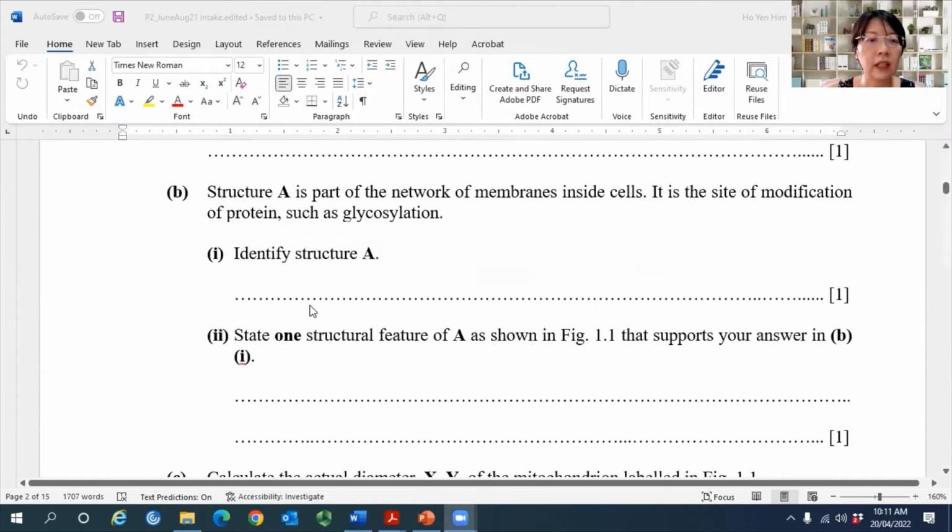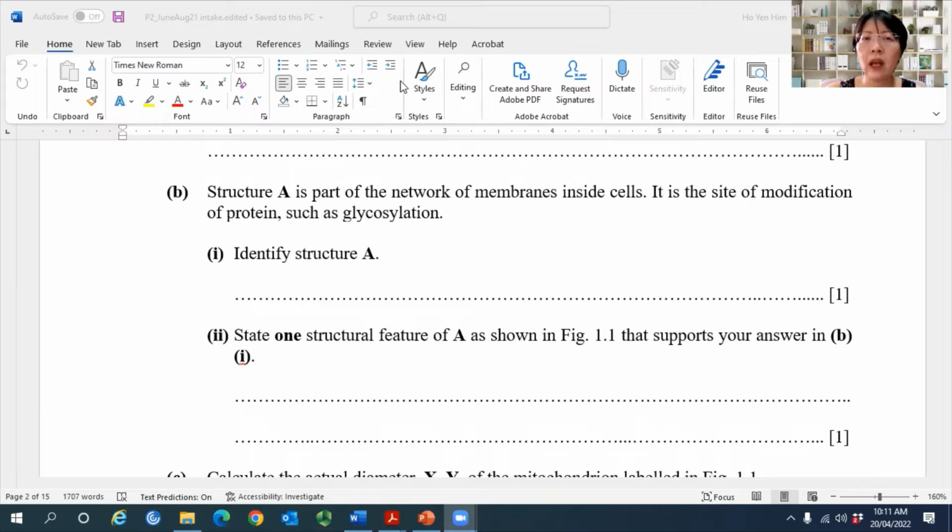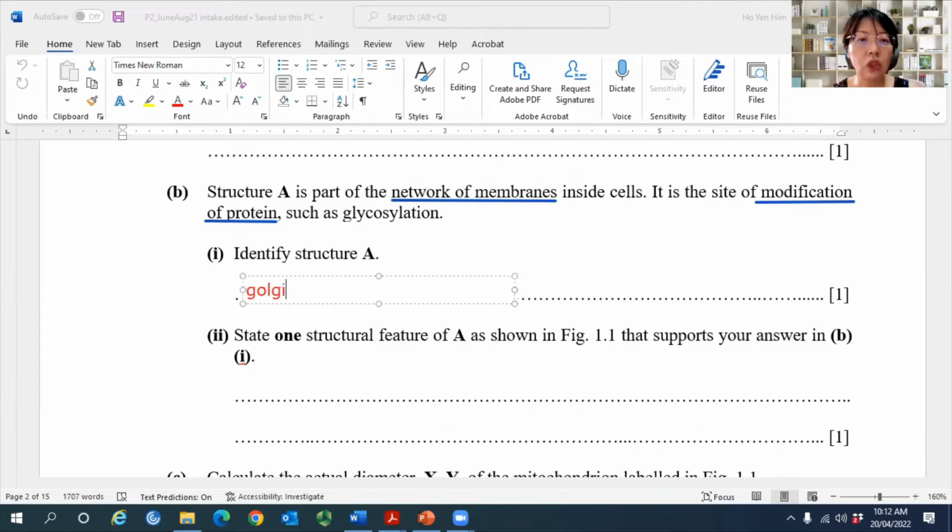Next, structure A is part of the network of membranes inside the cell. The question already says it's a network of membranes, so students who write network of membranes should not get any mark. If they have been given the mark, please take away 1 mark. It is the site of modification of protein, such as glycosylation. So straight away we know this is the Golgi apparatus. The answer is Golgi.